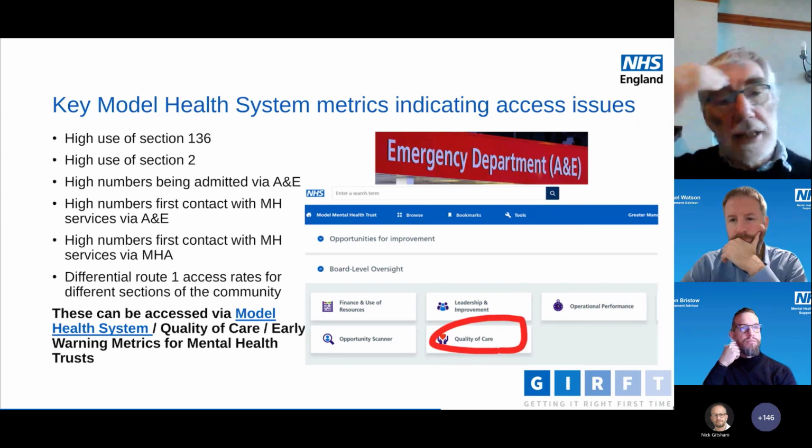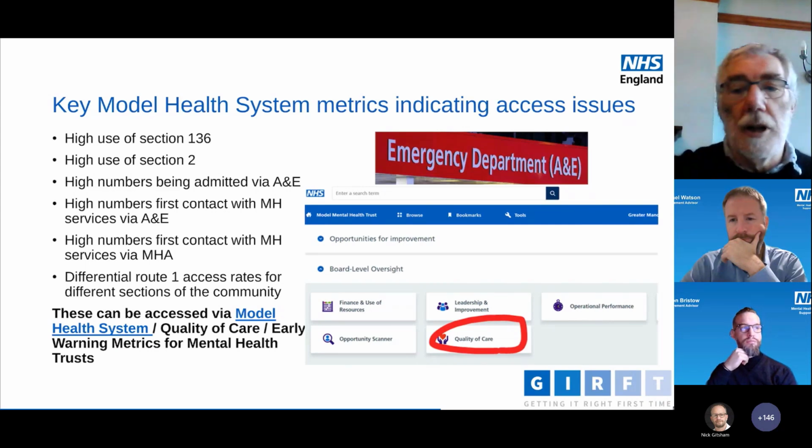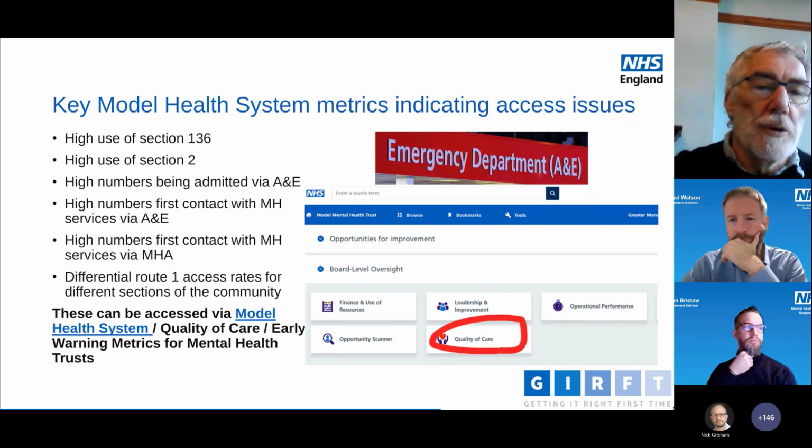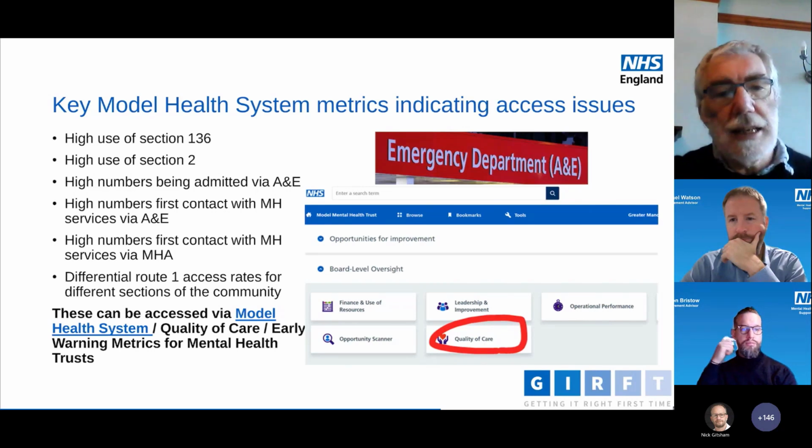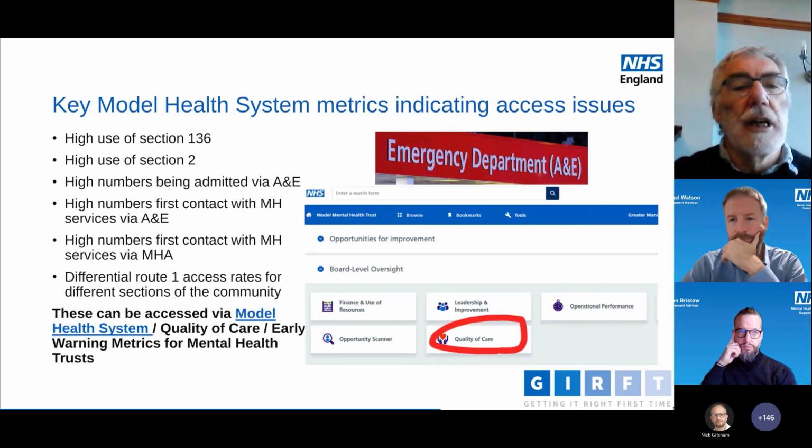Differential route of access. This is where people say, oh, we've got lots of people from these marginalised and excluded communities on our caseload. But the key test is, how do they get onto your caseload? Did they come in through a clear referral, seamless passing up?